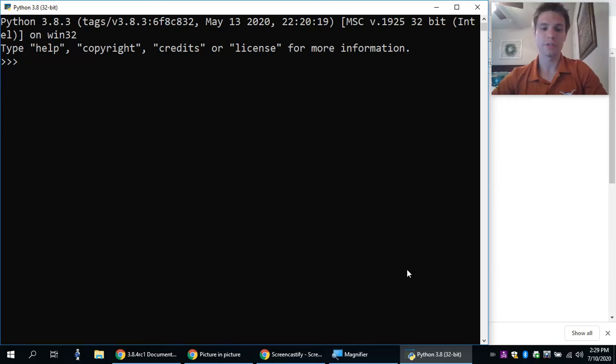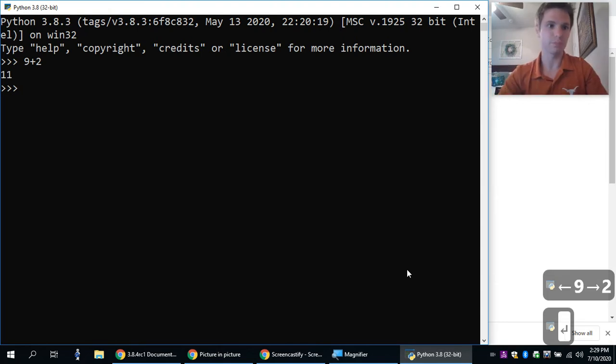A cool way to jump into the Python REPL is to treat it like a calculator. Within a calculator, you can take in a mathematical expression using an operator like this one, and then two operands, one on either side of it. If you hit enter, it'll evaluate it and print out the answer.